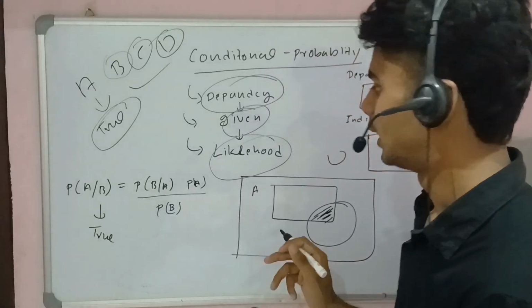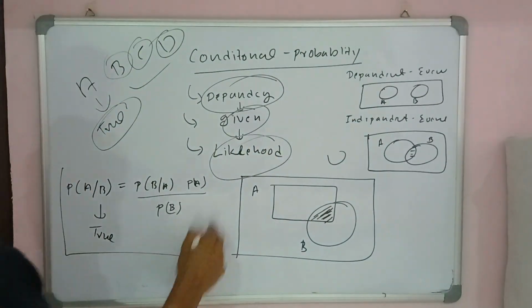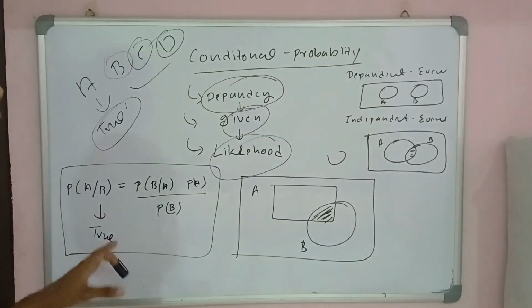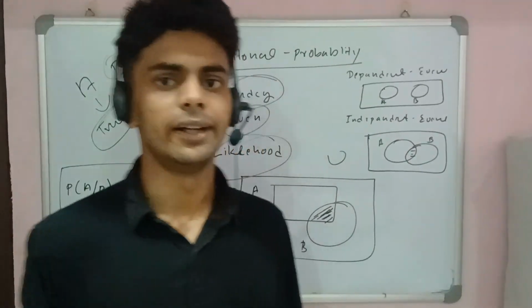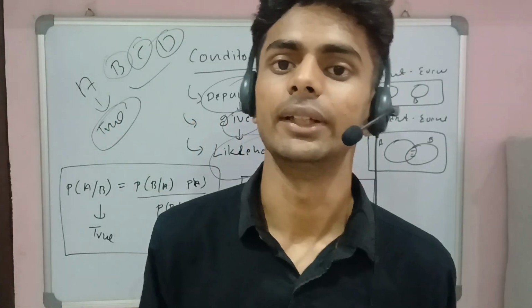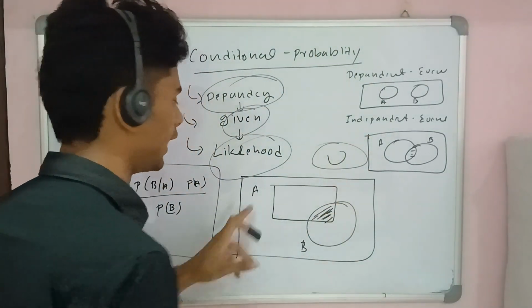I don't always focus on the formula, but I have given one. This is the conditional probability formula, and it matters when you're discussing conditional probability. The best way to visualize conditional probability is a Venn diagram. Now suppose this is the universal set, and this is A and B.